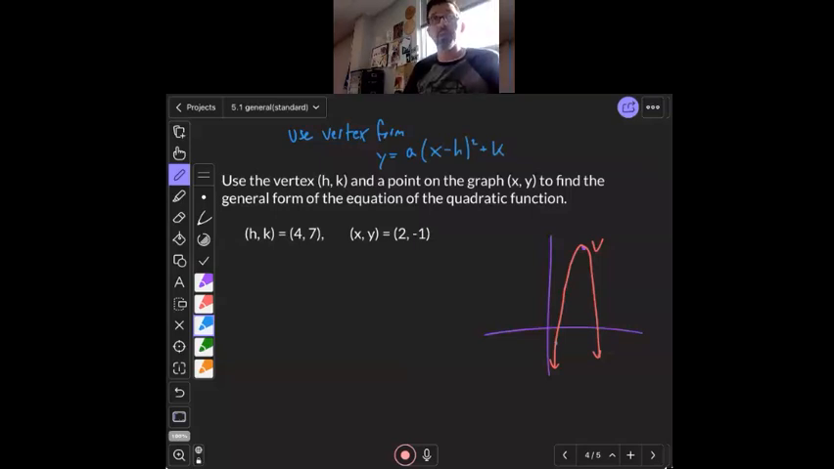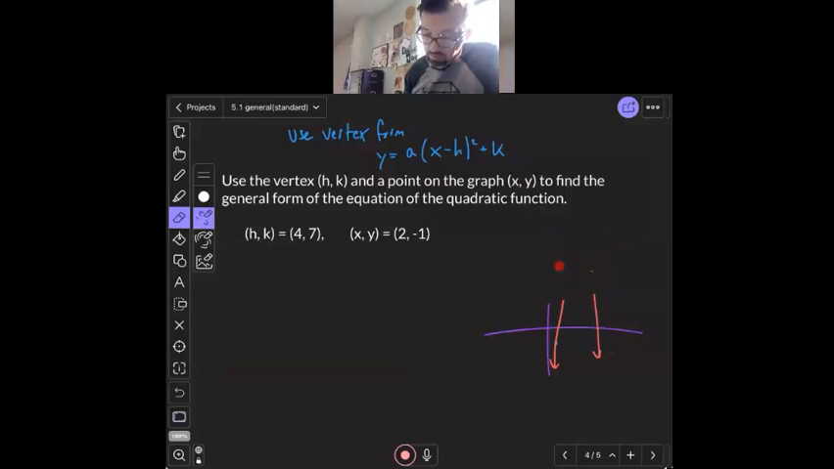Here's the vertex form of the quadratic. You guys should be pretty familiar with this, and it's one we use quite a bit when we're doing quadratics. You saw it last year in Algebra 2, so it should not be anything foreign to you guys.